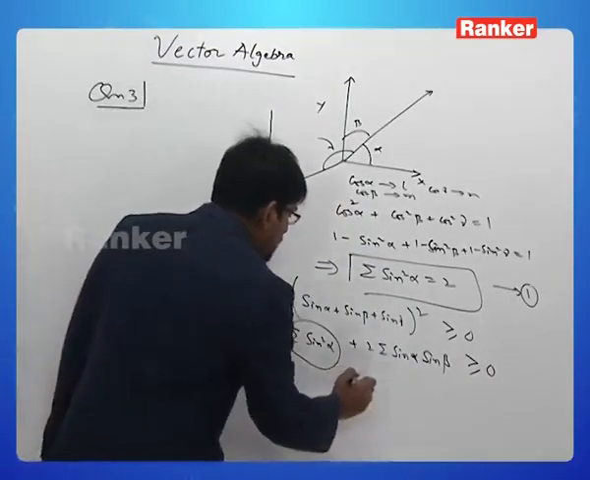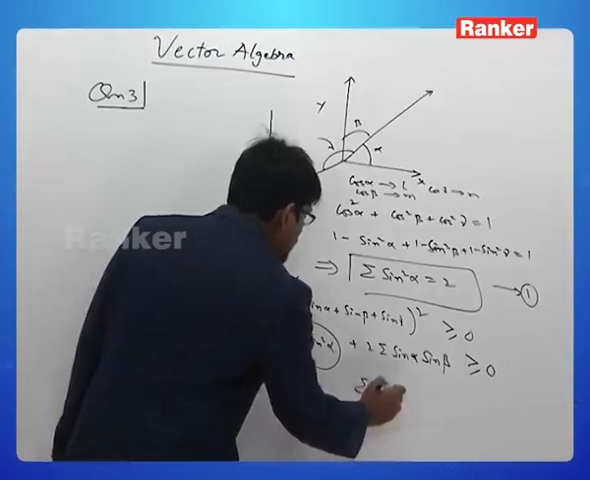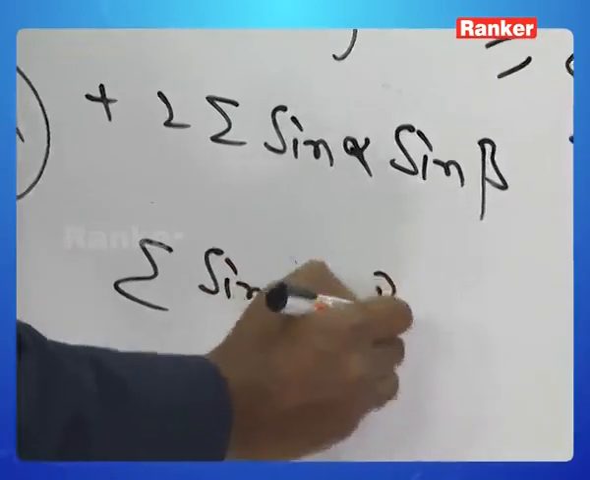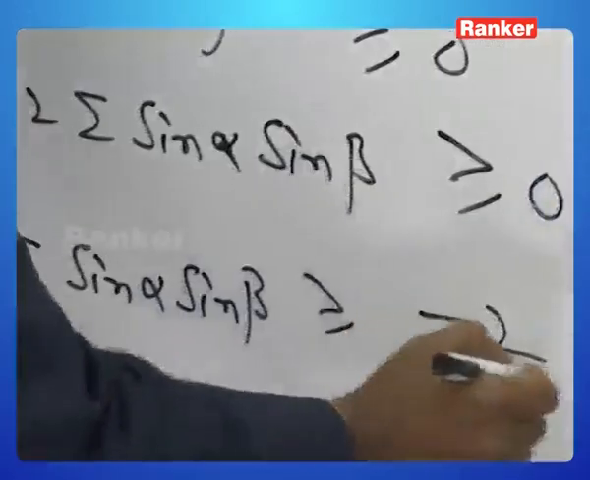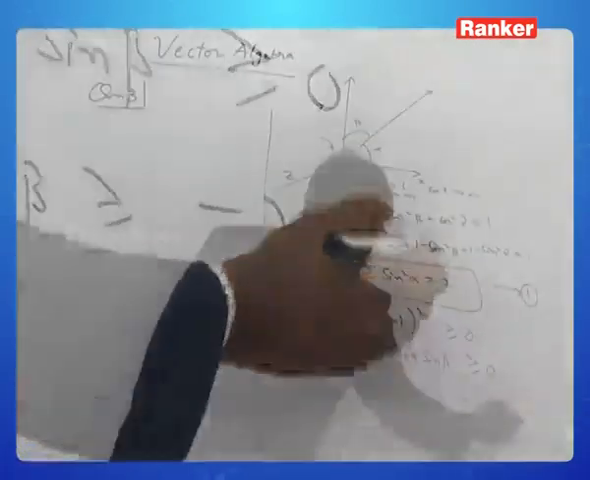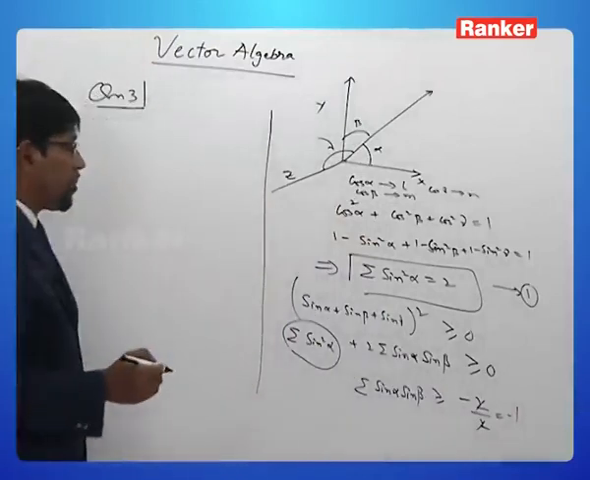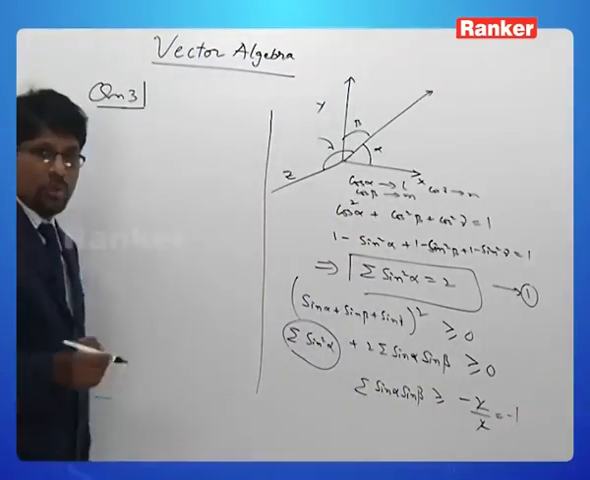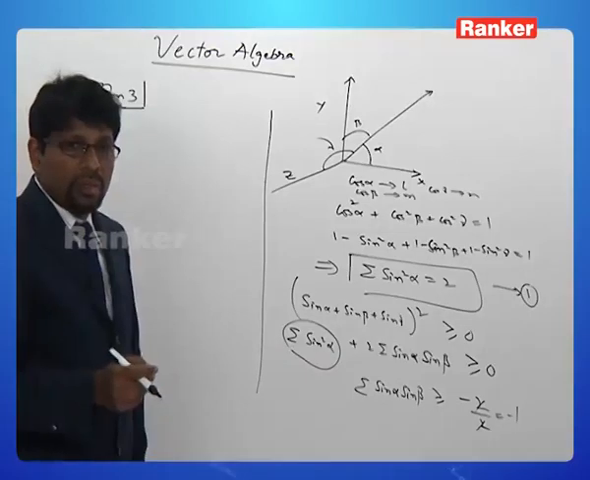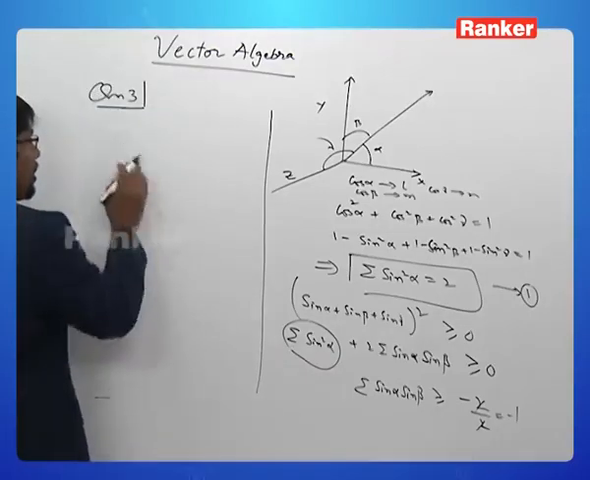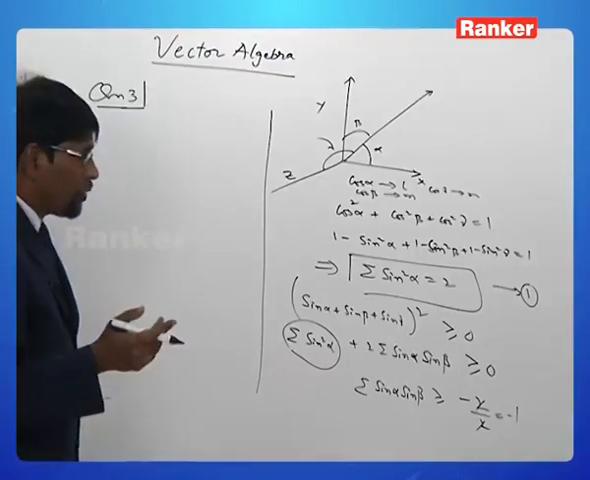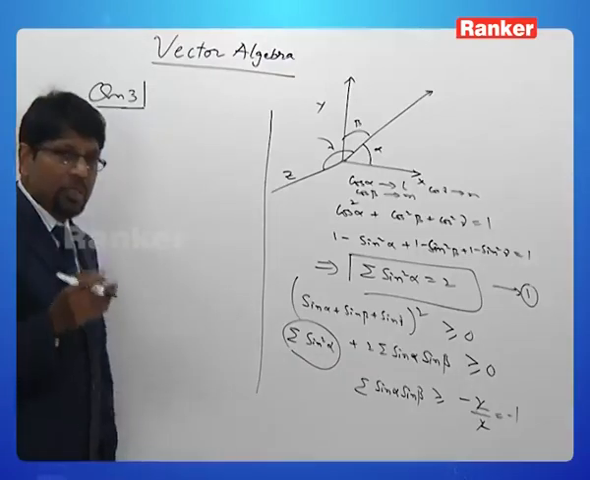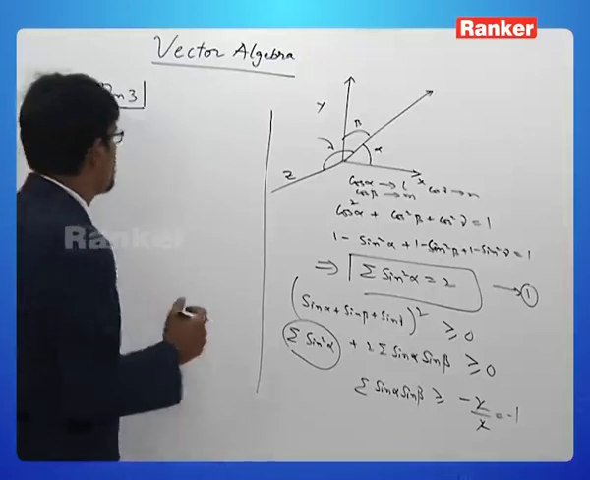So therefore, sigma sin alpha sin beta will have to be greater than or equal to, let's transpose this to the other side, minus 2 by 2, and that makes it minus 1. So sigma sin alpha sin beta is greater than or equal to minus 1. Okay, so now we got a lower bound for this sigma sin alpha sin beta. Now let's also get an upper bound for it.